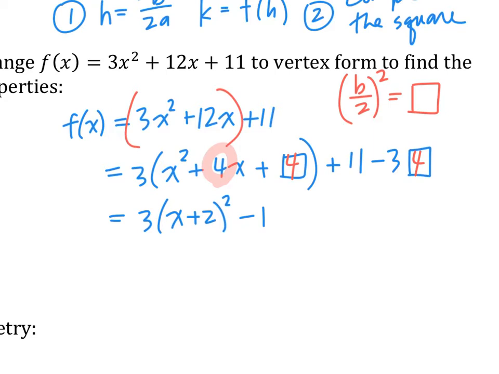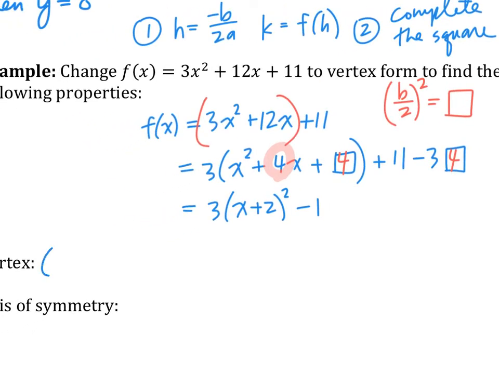Where is the vertex? Yeah, negative 2, negative 1. Okay, axis of symmetry is x equals h, so what is that? x equals what number? Yes, negative 2. So this is changing from standard form into vertex form using complete the square. Now, again, you can use h and k the other way, but I think this one you may be able to remember a little better.